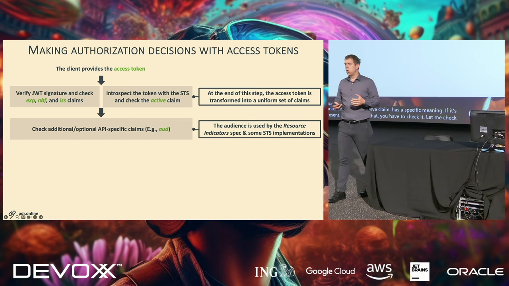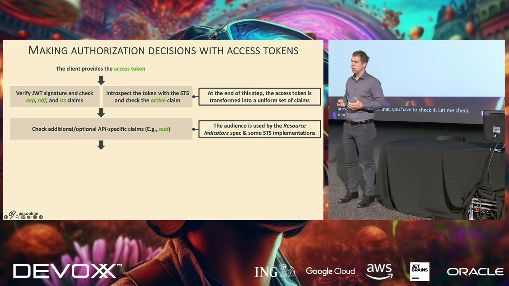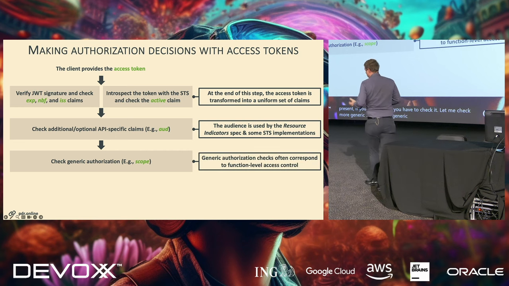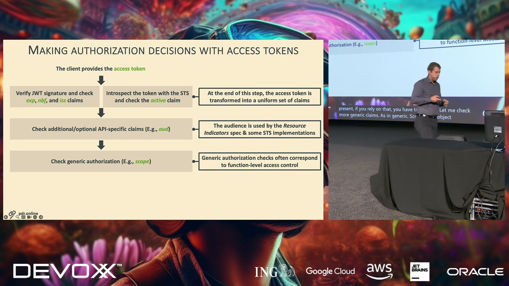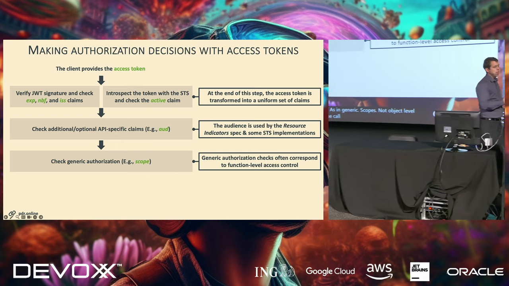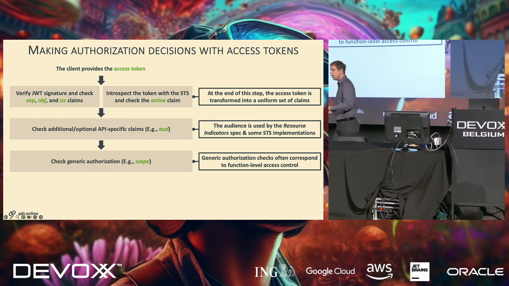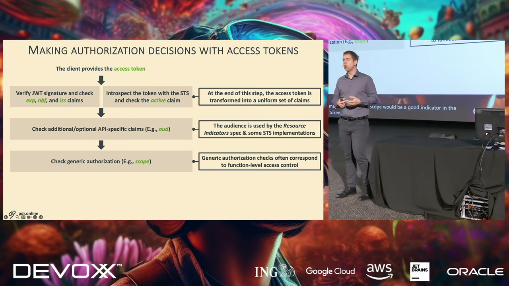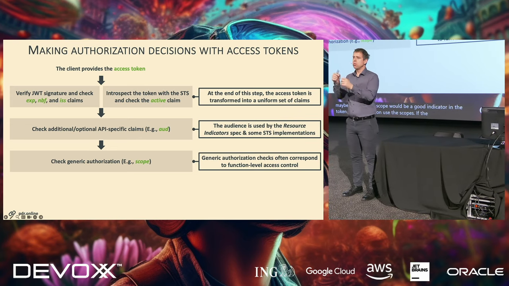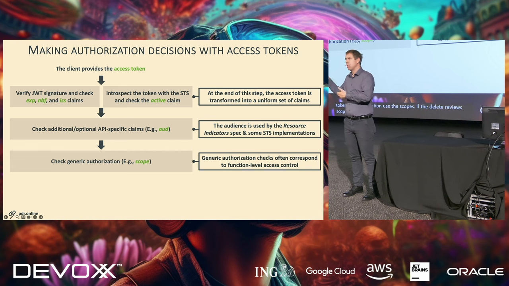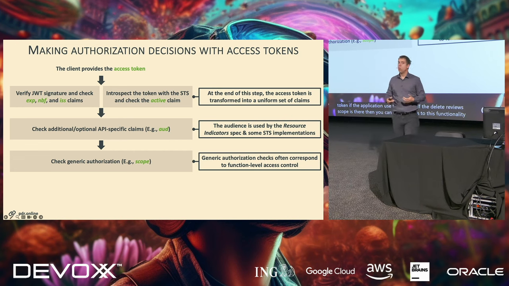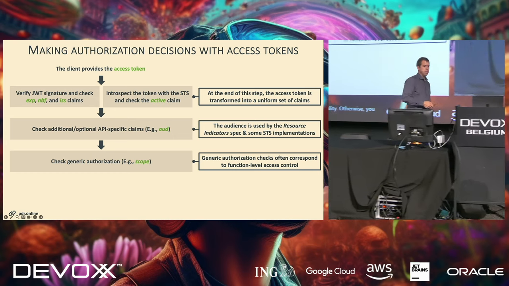Then we check more generic claims. As in generic scopes. Not object-level access control, but what we often call function-level access control. Like, hey, we're trying to delete a review. Does the client have the authority to delete reviews? Maybe they do, maybe they don't. A scope would be a good indicator in the token if the application uses scopes. If the delete reviews scope is there, then you can grant access to this functionality. Otherwise, you want to skip it. That's essentially what this means.